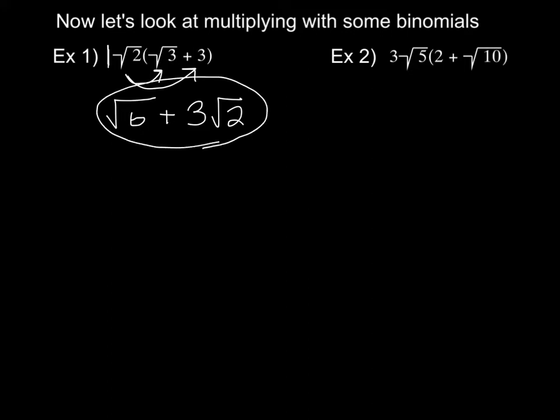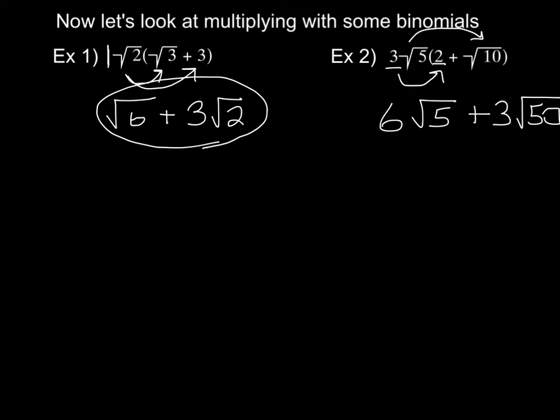Okay? In example 2, we will see that happen. If I multiply the 3 radical 5 by 2, the 3 and the 2 multiply, which gives me 6. The radical 5 multiplies with no radical there, so it just stays radical 5. If I multiply the 3 radical 5 by the radical 10, the 3 multiplies with the 1, and the 5 and the 10 multiply and give me radical 50.